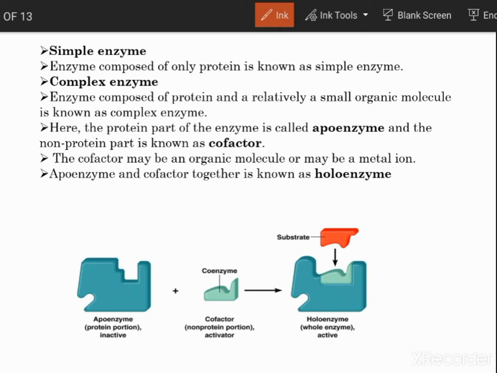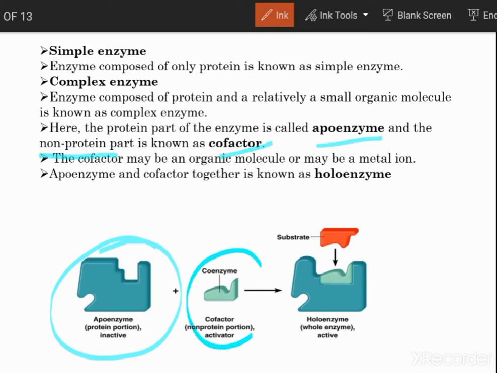The protein part of the enzyme is called the apoenzyme or apoprotein. So this is an apoenzyme or an apoprotein, which will be inactive, and the other non-protein part is also called a cofactor. So this is a cofactor. Together, apoenzyme or apoprotein and cofactor, we call it a holoenzyme.